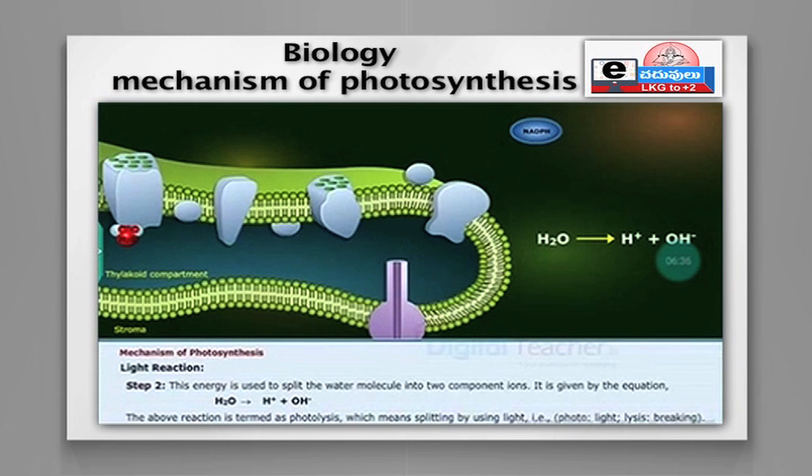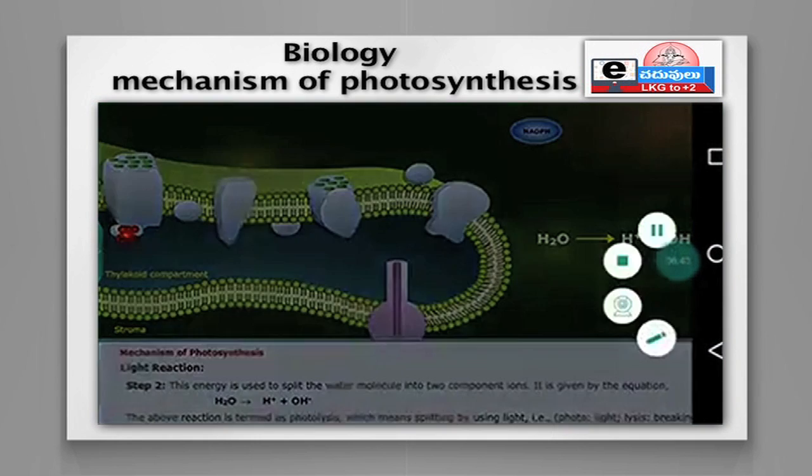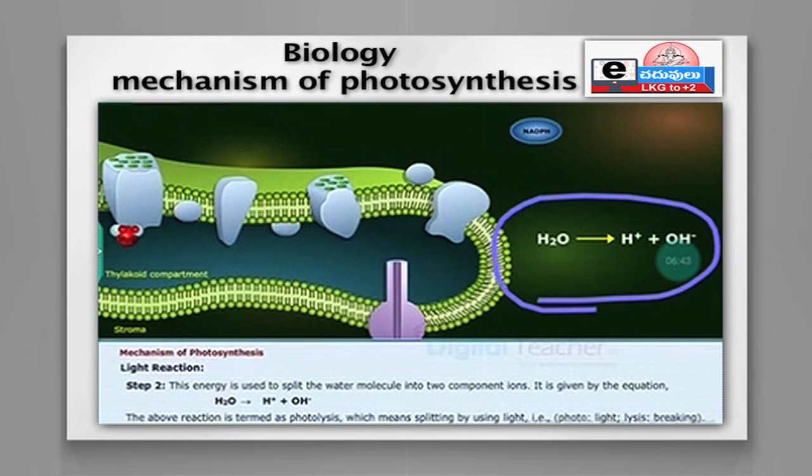The energy is used to split the water molecule. What happens is that the water molecule splits in step 2. We can observe H2O splitting into H plus and OH minus. In the second step, when the energy enters the leaf, in photosynthesis, the water being transported from one place to another is automatically split into H plus and OH minus using only light. That's why this reaction is called the photolysis reaction.